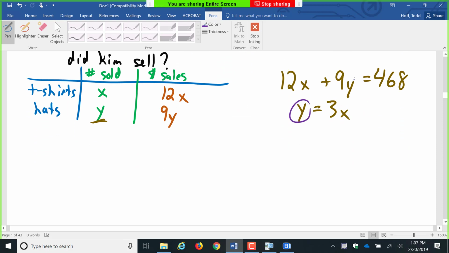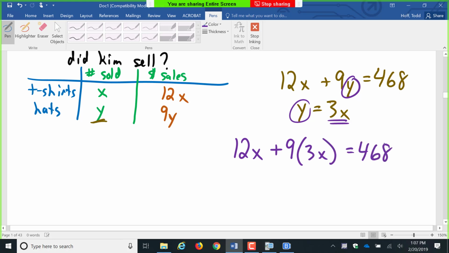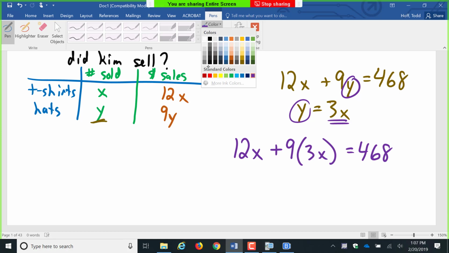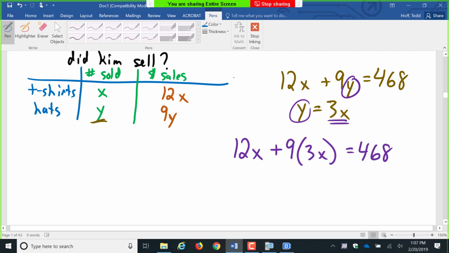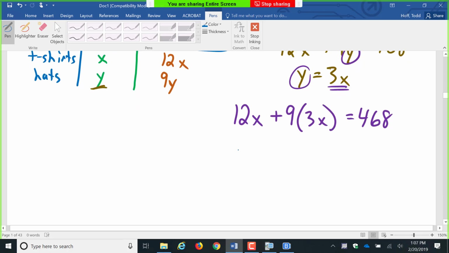So I'm going to substitute, I'm going to replace y here with the 3x. So 12x plus 9y becomes 12x plus 9 times 3x equals 468. Now what? Distribute the 9. Multiply by the 9, yes. 12x plus, what's 9 times 3x? 27x. 27x equals 468.